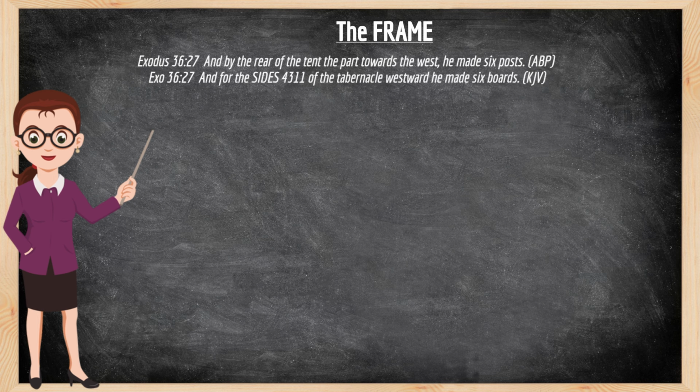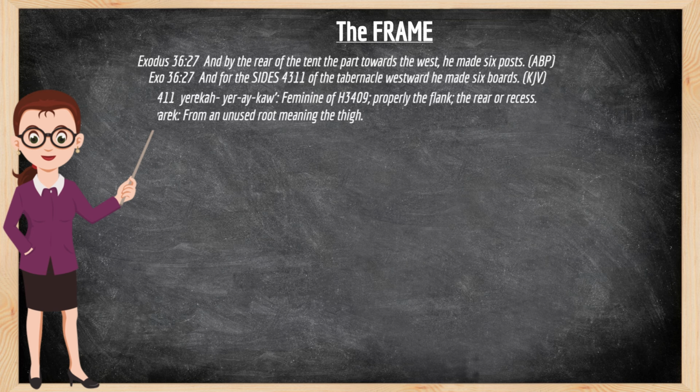And the King James reads, verse 27, and for the sides of the tabernacle westward, he made 6 boards. So now we have 6 posts of unknown size and function that attach to the back or westward side of the tabernacle. Before, when we were looking at the southward and northward sides, the Hebrew indicated that those poles were ribs, whereas here on the westward side, we have a whole other body part going on here.